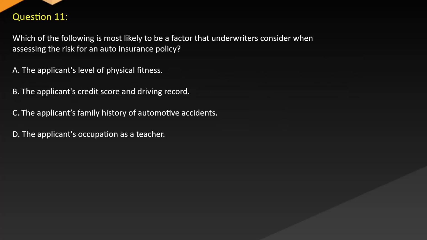Question 11. Which of the following is most likely to be a factor that underwriters consider when assessing the risk for an auto insurance policy? A. The applicant's level of physical fitness. B. The applicant's credit score and driving record. C. The applicant's family history of automotive accidents. D. The applicant's occupation as a teacher.